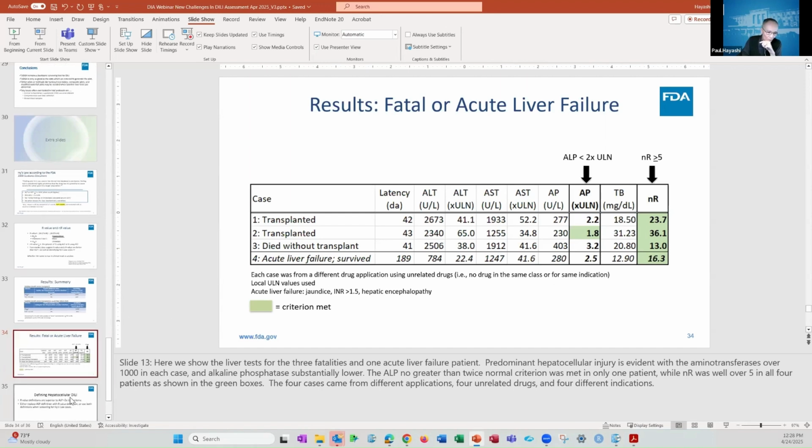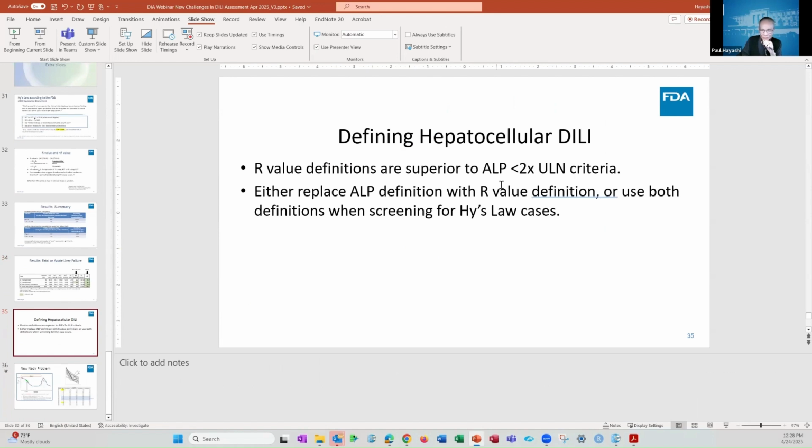So we are suggesting that the R value definition is superior. Either replace it, or if you can use both, but it's either or. It'll meet criteria for Hy's law if it meets either one, and that's sort of where we're landing with this. But what the R value does in the post-market setting seems to be the same in the pre-market setting. And that's it, Jim.